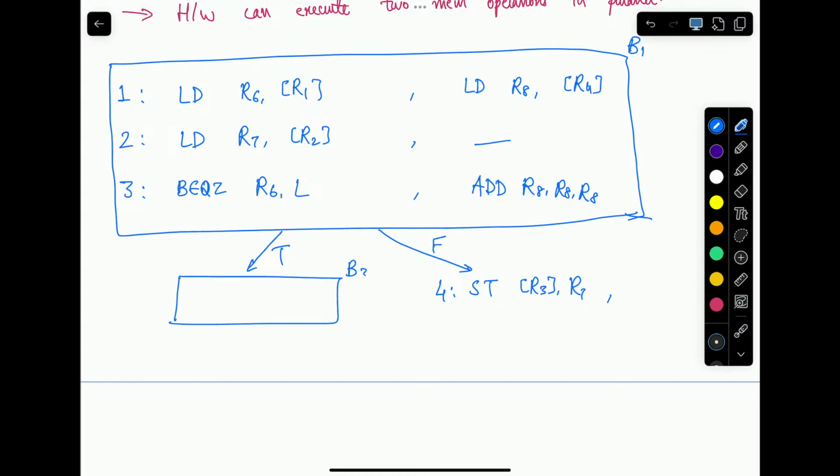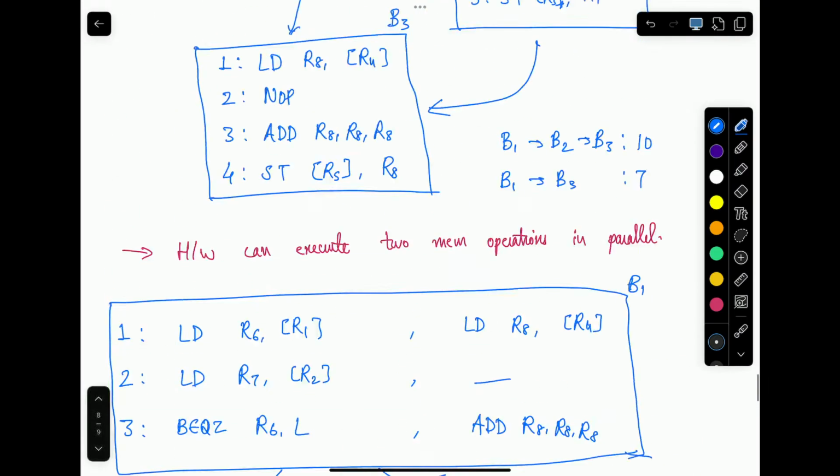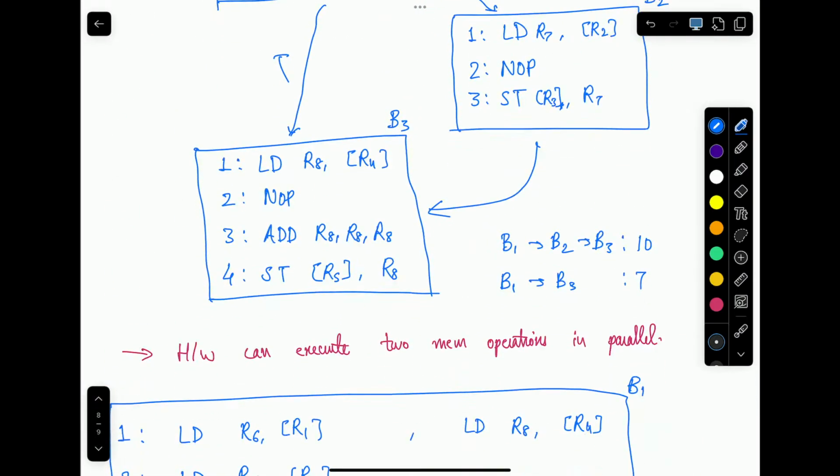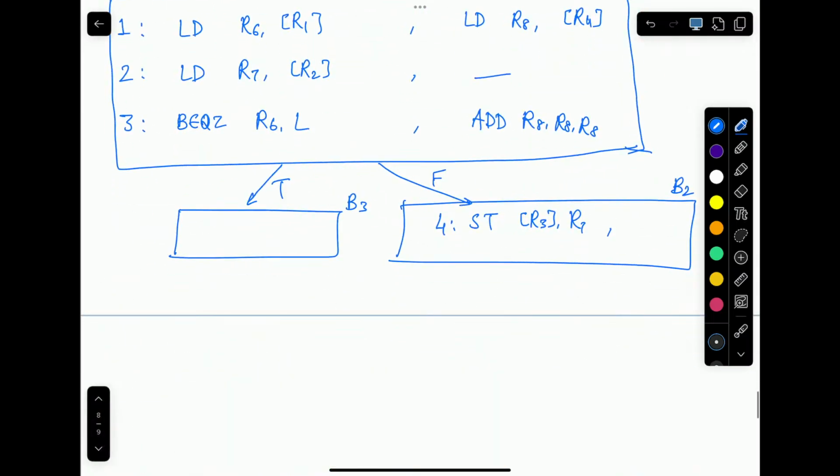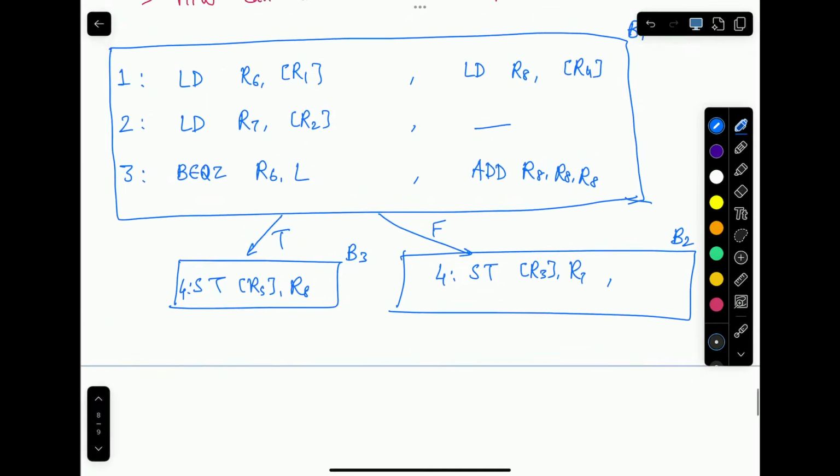Yeah, so this is B3 and this is B2. The last statement of B3, which is store. This is cycle 5, store, no, cycle 4 itself, right? Yeah, this is cycle 4 because this is in another branch. And now can somebody improve this even more?